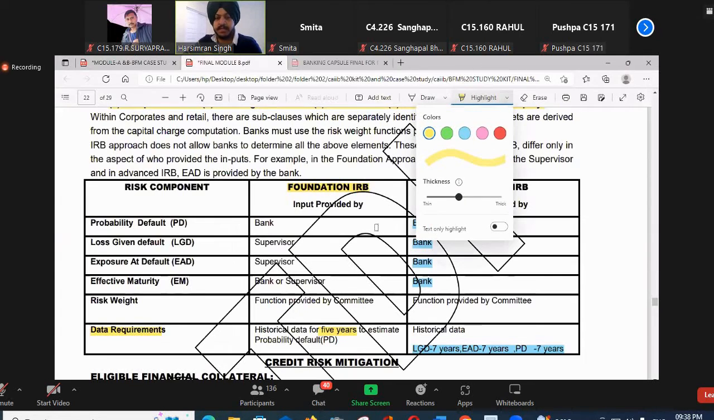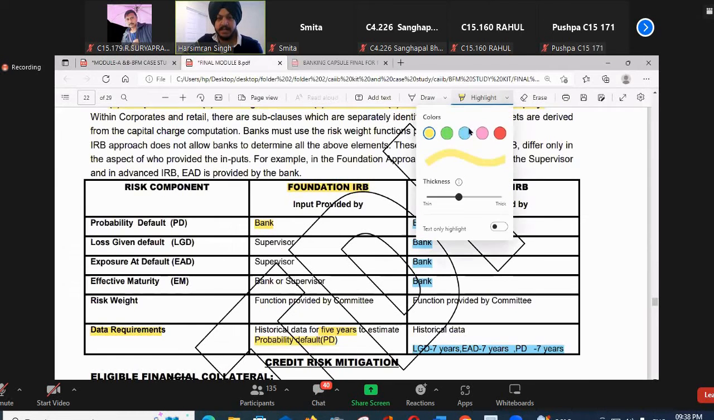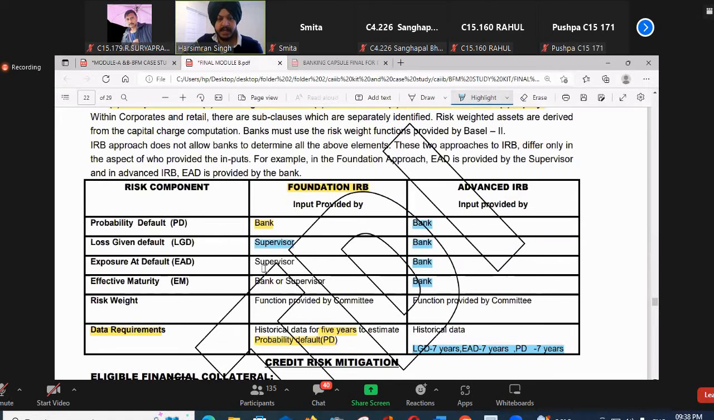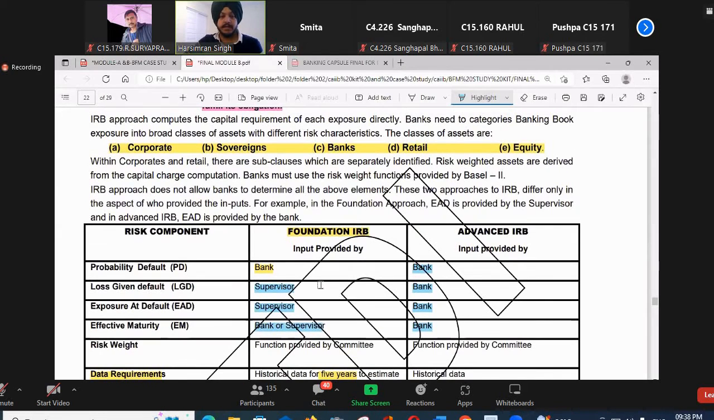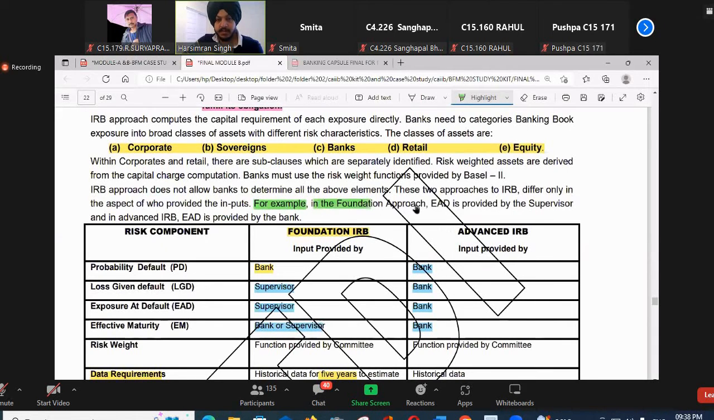Whereas in the foundation approach, only probability of default is calculated by the bank, and that too using 5-year data. All other things are given by the RBI supervisor. LGD is also given by RBI, EAD is also given by RBI, maturity too. This question has come actually. For example, in the foundation approach, EAD is provided by the supervisor, whereas in advanced IRB, EAD is provided by the bank.